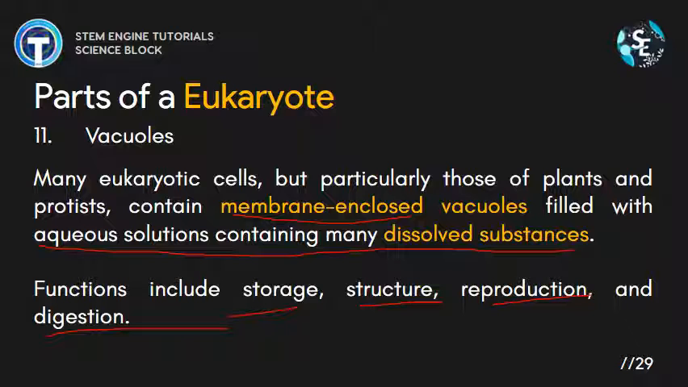So nandito rin yun. So yung dissolved substances na to include dissolved gases, dissolved liquids, dissolved macromolecules, and even waste products. So vacuoles serve a number of functions within the plant cell. It includes the storage, the structure, reproduction, and digestion. So, ito yung mga broad functions ng isang vacuole. However, vacuoles can also be specified or specialized according to the needs of a plant.